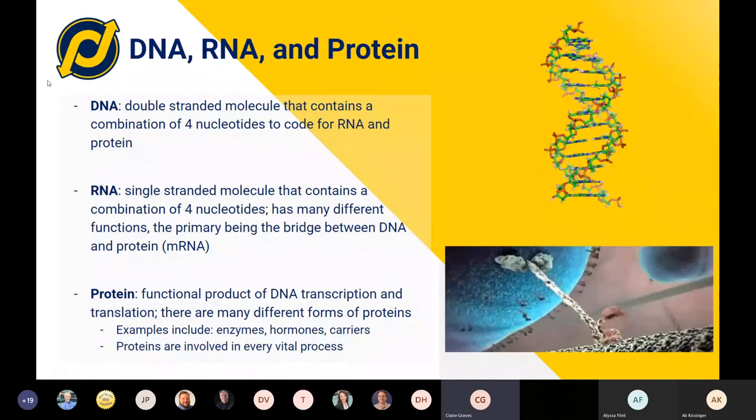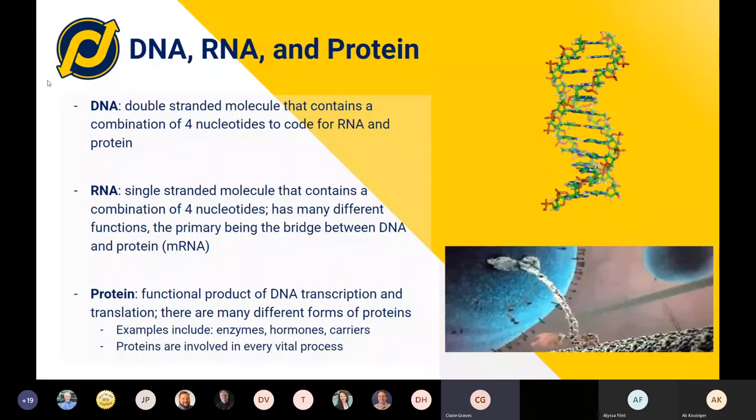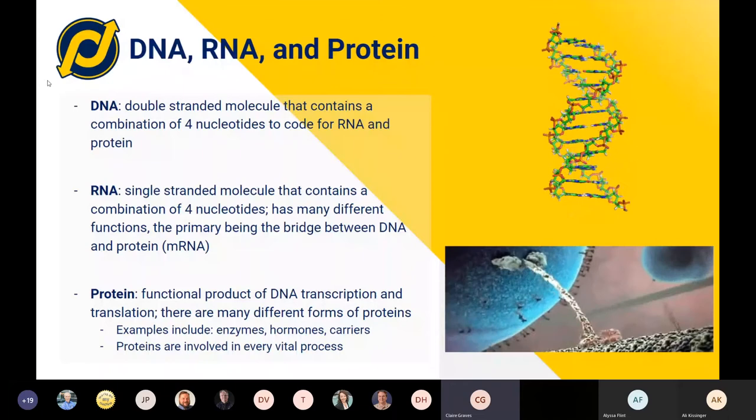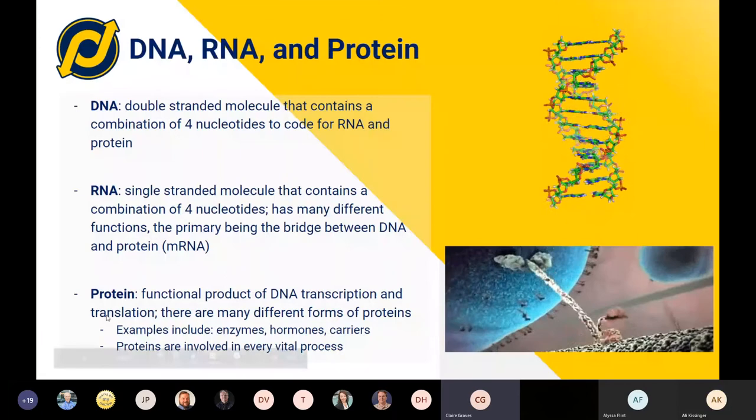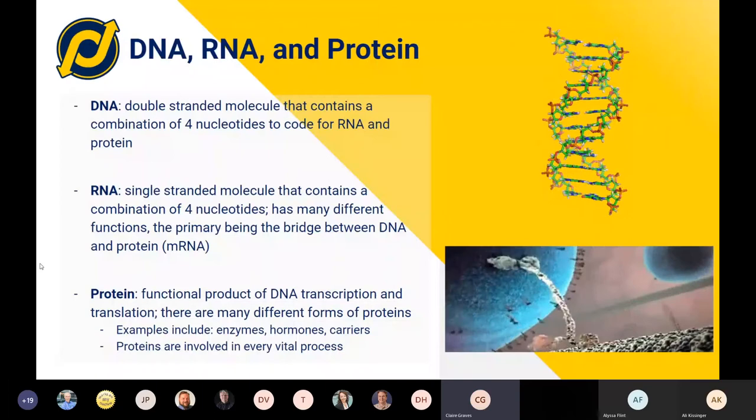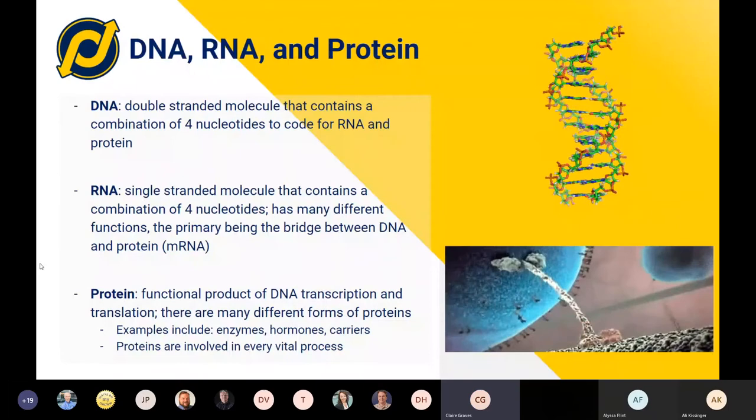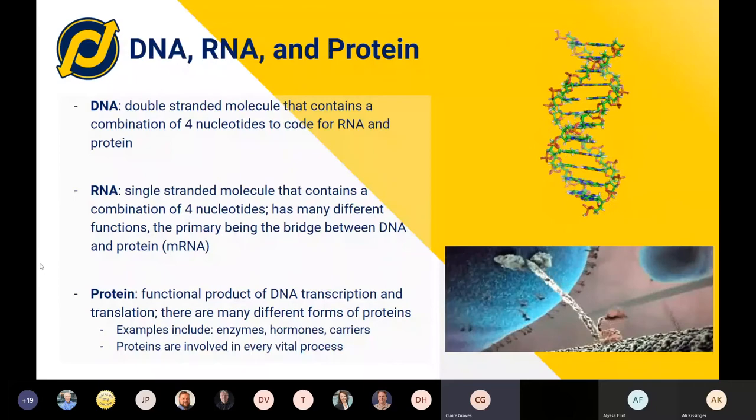Protein is the functional product of DNA transcription and translation. Proteins come in all different shapes and sizes. They can come as enzymes that catalyze reactions, hormones that enact change in a distant location in your body, or carriers in the blood that facilitate molecule transport, or actual transporters on the cell membrane that allow molecules either to cross the cell membrane or initiate a signal transduction pathway. So your protein output from your DNA is the foundation for pretty much all your specific characteristics.